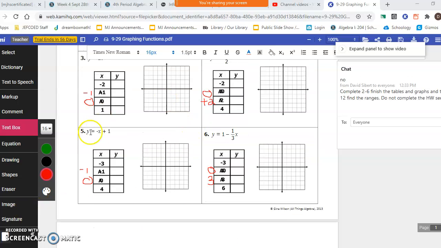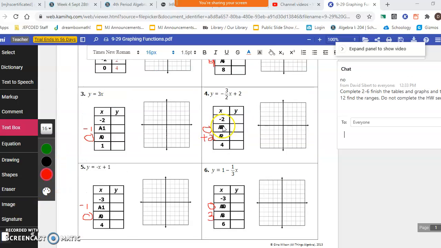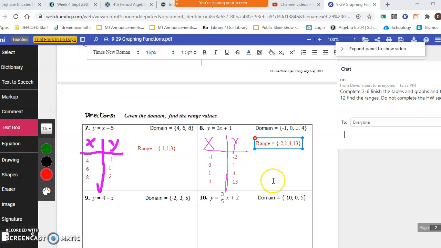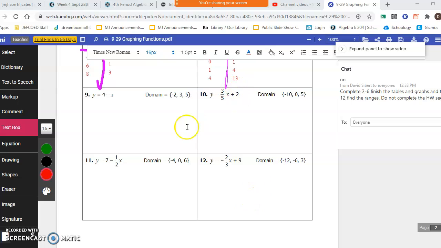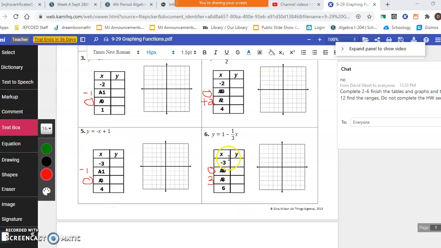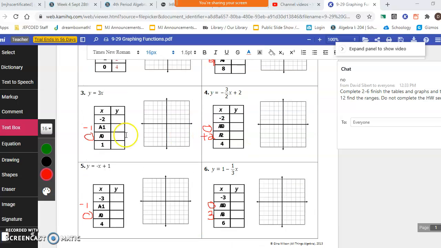Again, you guys will finish out 2 through 6 with the tables and the graph, and then 9 through 12, you'll just substitute in the domain to find the range. Make sure you don't work on the homework section. All right.